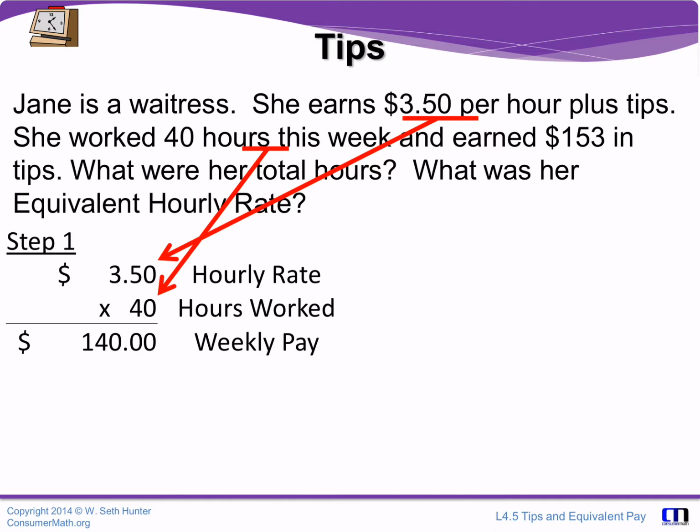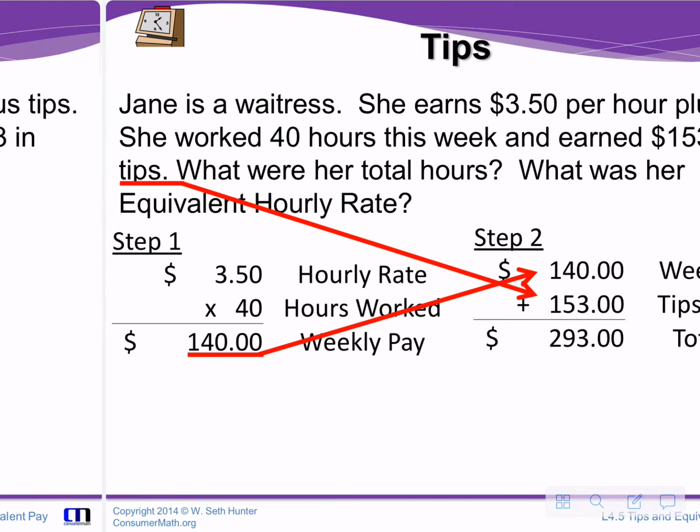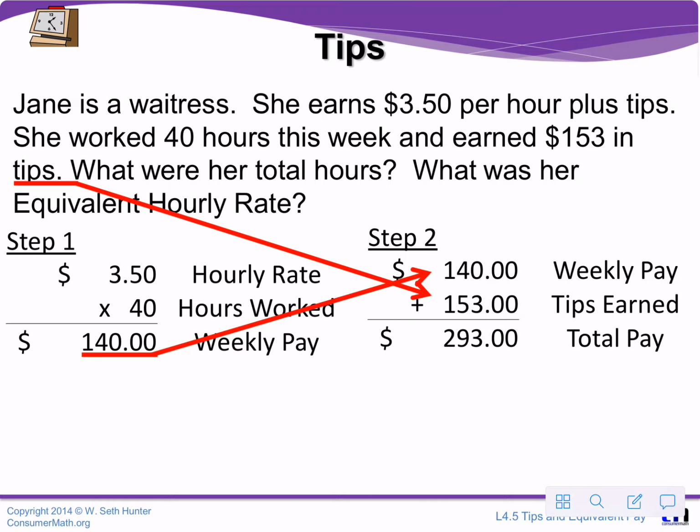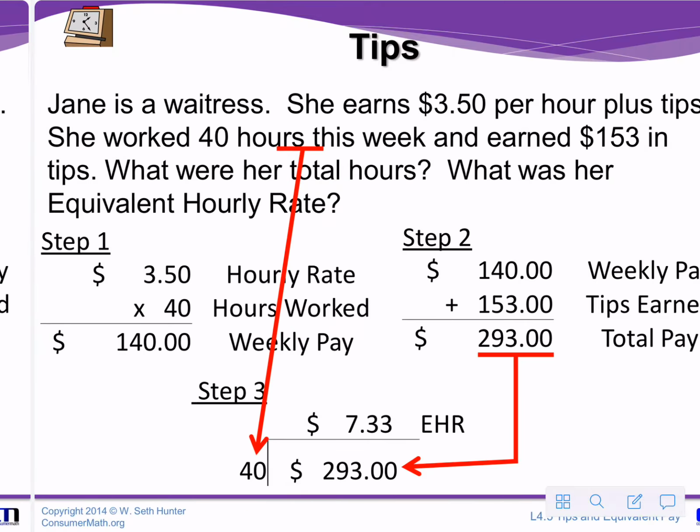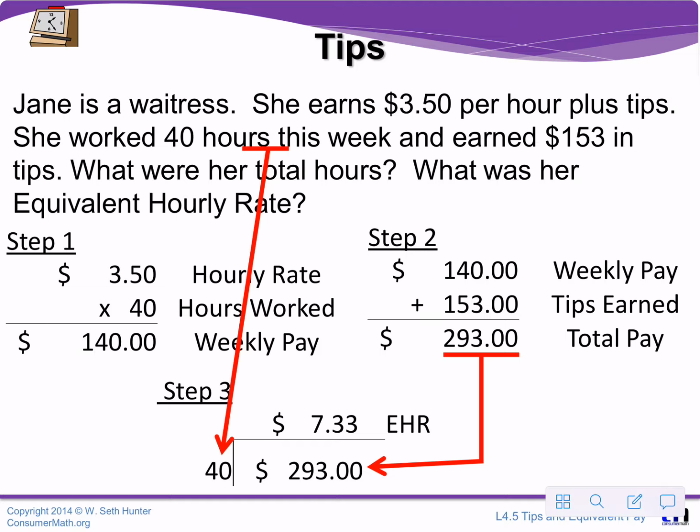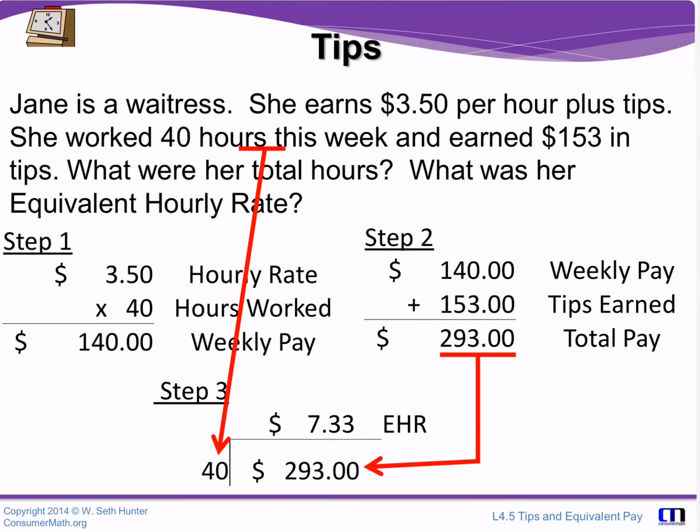So the first thing we are going to do is take 3.5 for the hourly rate times 40 hours to get $140 per week. Then you're going to add the amount of tips, $153, together to get $293. Finally, we're going to divide by 40 hours, since that's how much she worked this week, to get $7.33 per hour.